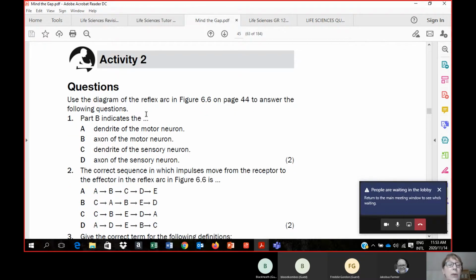So it says, use the diagram of the reflex arc. Now you can look at the reflex arc in your notes. It is on page 9 on your notes. All right, so have a look on page 9. There's a picture of the reflex arc, and otherwise we're just going to have to scroll up. Now this is a multiple choice question, so these are the type of questions you're going to get in your paper as well.